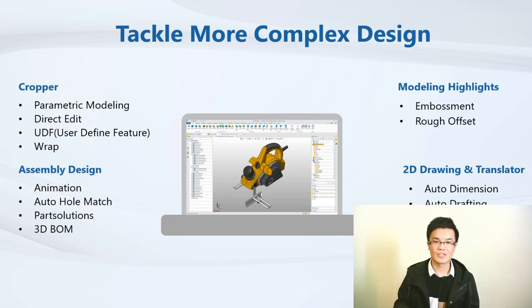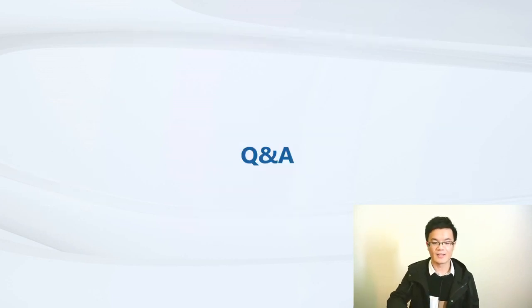And last is 2D drawing and translator. I think the auto dimension and auto drafting can help you a lot. And we have the multi-export and import features. It's very powerful, right? Now, let's come to our Q&A session. If you have any questions about today's introduction, you can ask me.